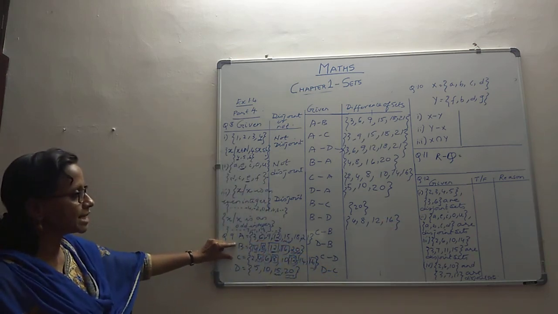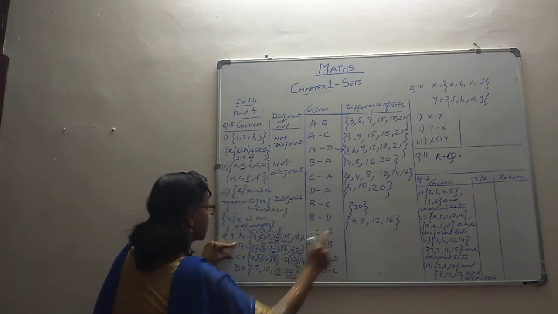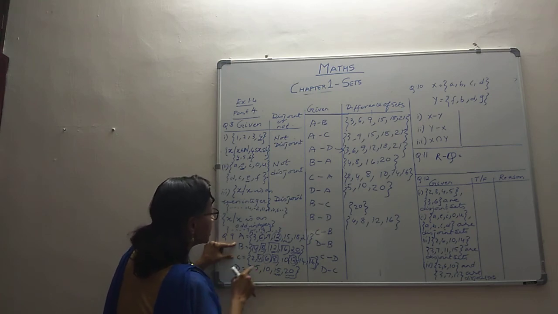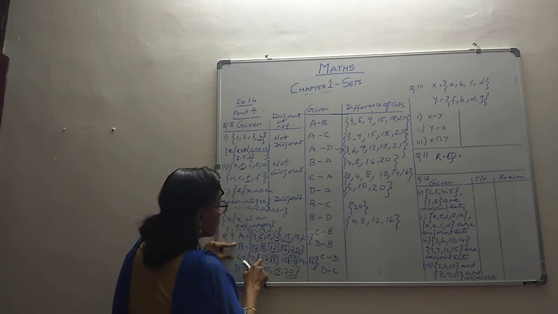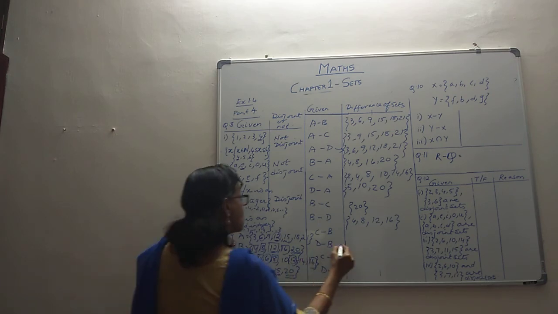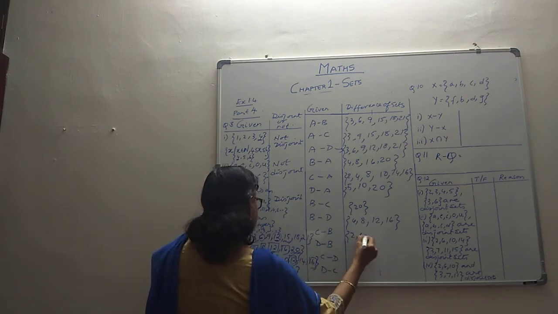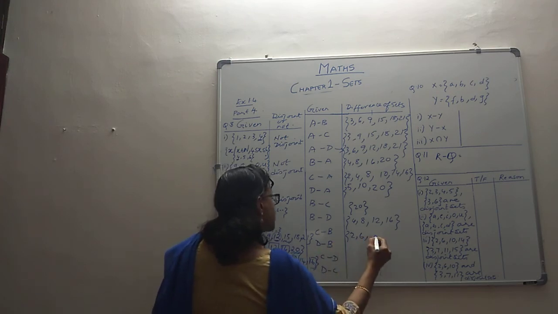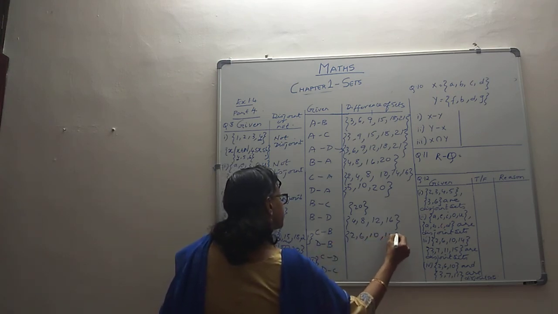Now between C and B, C minus B. So between C and B, the common elements are 4, 8, all that. So C minus B. From C, remove all the square things. So you will have, the common elements are 4, 8, 12 and 16. So therefore it will come to 2, 6, 10 and 14.